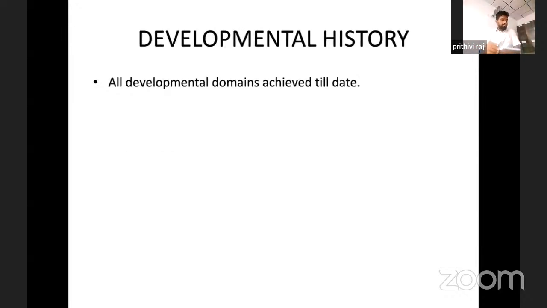Okay, all developmental. Can you explain what milestones will be achieved by a 2-year-old child? Only gross motor, fine motor. Gross motor: the 2-year-old child can climb the stairs with one foot. Good. And fine motor: the child can draw vertical lines or horizontal lines.